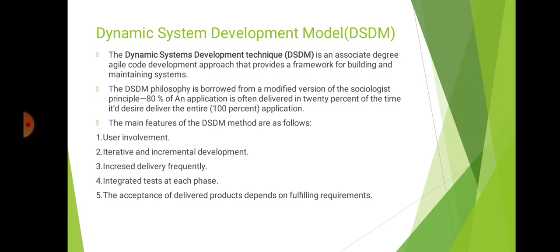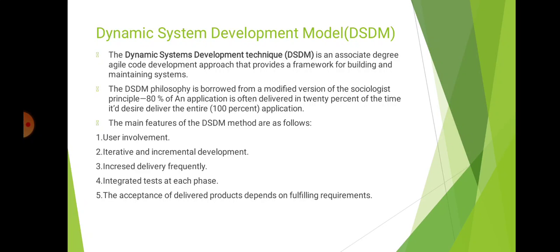The RAD model, that means Rapid Application Development approach to software delivery, evolved in a fairly unstructured manner. This dynamic system development technique is an agile code development approach that provides a framework for building and maintaining the system. DSDM was developed to fill in some of the gaps in the RAD method by providing a framework which takes into account the entire development cycle.